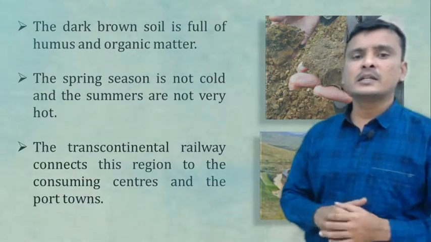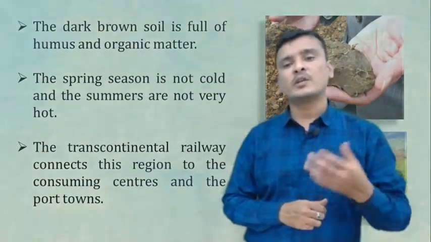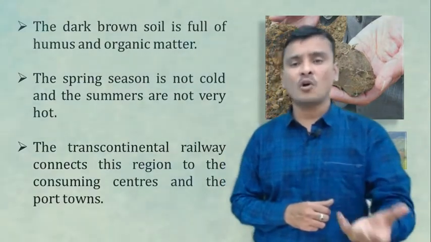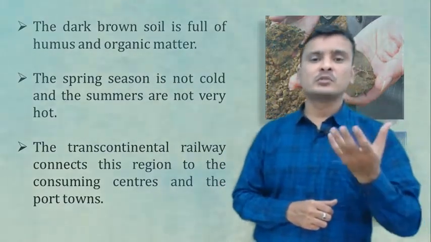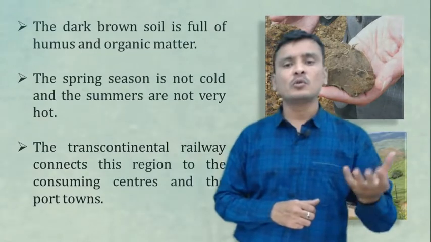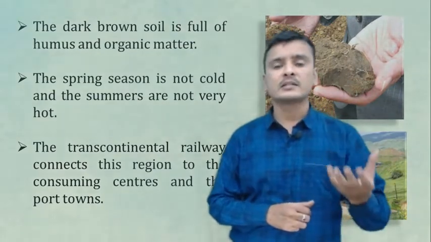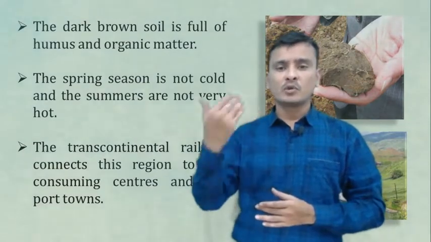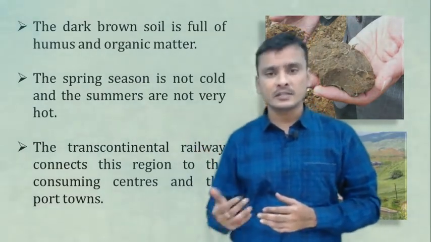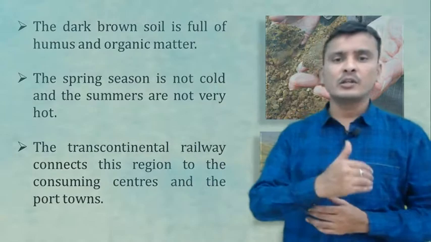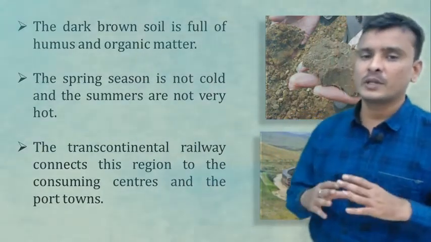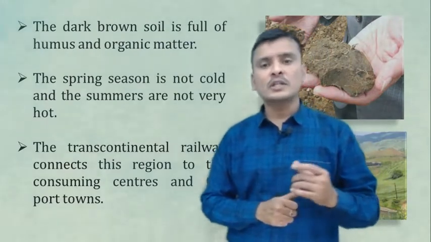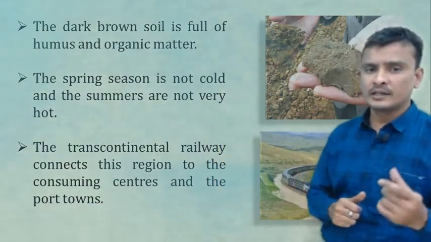The spring season is not cold and summers are not very hot. Again, an important reason. In India, we find that the summers are so hot that many farmers don't take any crop or don't cultivate their land in the summer season because it is so hot. Temperatures are sometimes more than 40 or 45 degrees Celsius in India. But in America or the USA or the prairie, we don't find such hot summers. So this is very suitable for agriculture.